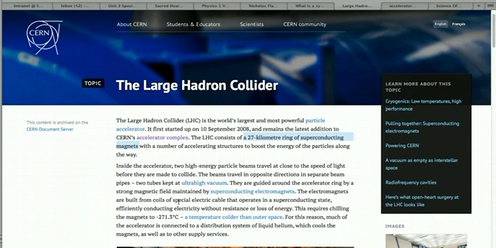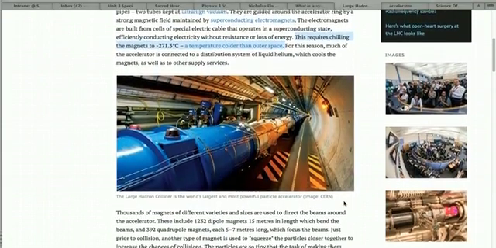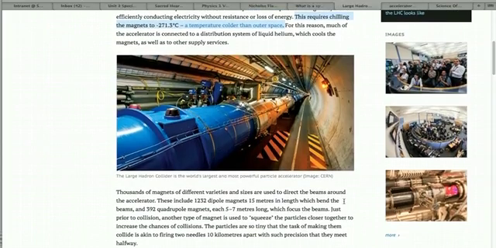They're kept in an ultra-high vacuum. They're electromagnets that are used. And you can see here the chilling that's required on the magnets is colder than outer space, negative 271.3 degrees C. So it's actually a facility that uses a lot of energy as well to do all of these things, to power the facility, to keep it cool.